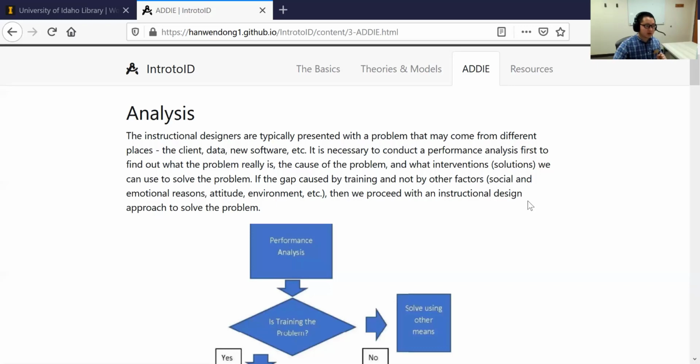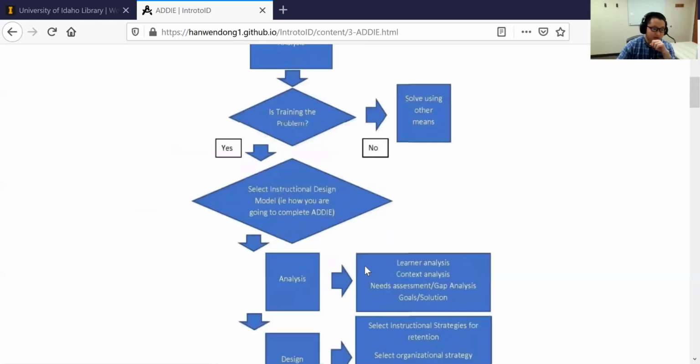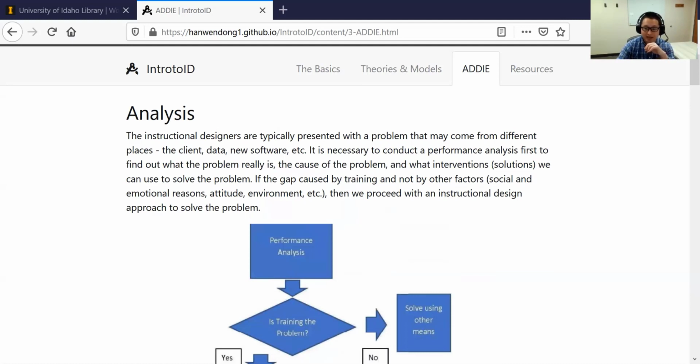Okay, so now let's talk about ADDIE. So ADDIE has 5 different phases. We start with the analysis. There are many different analyses that we conduct. The first is called the performance analysis, sometimes also called the front-end analysis. So we're trying to figure out what the problem really is, what the cause of the problem is, and what solution we are trying to propose.